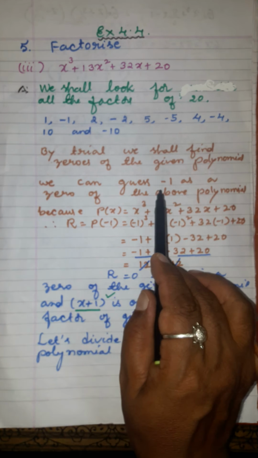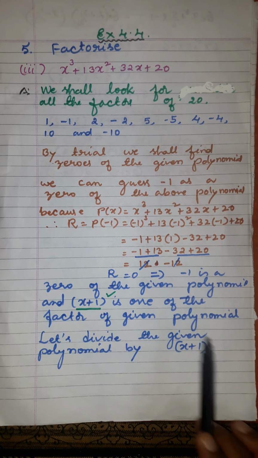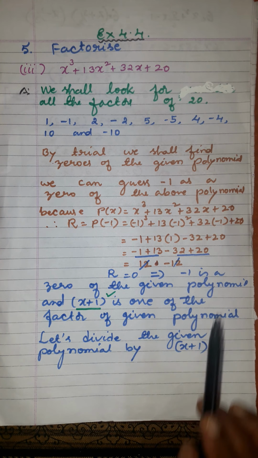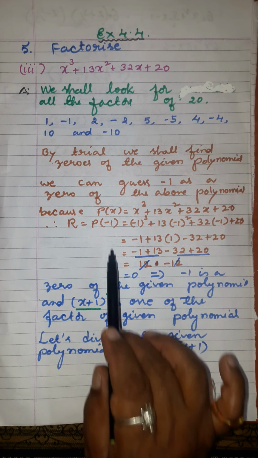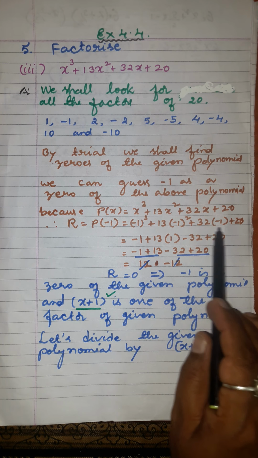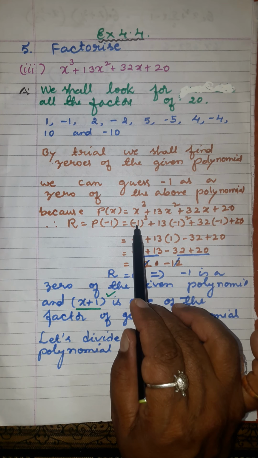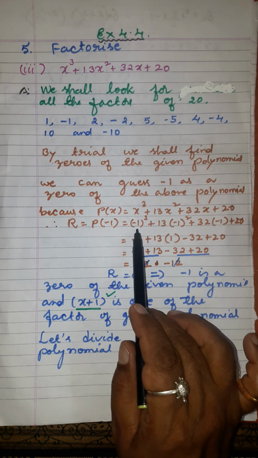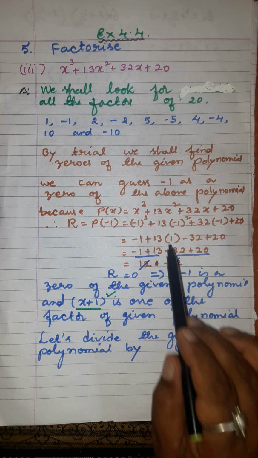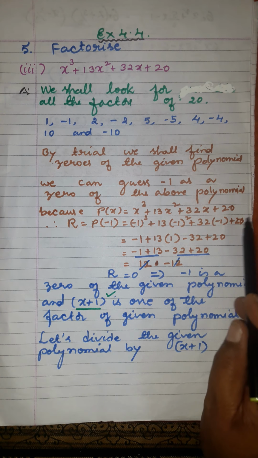We can guess minus 1 as a zero of this polynomial, because p of x is equal to x cube plus 13x square plus 32x plus 20. So, the remainder is equal to p of minus 1. So, minus 1 whole cube plus 13 into minus 1 whole square plus 32 into minus 1 plus 20. Minus 1 whole cube means minus 1. Why? Minus 1 into minus 1 is plus 1, and plus 1 into minus 1 is minus 1. Then, minus 1 whole square means plus 1. 13 into plus 1, so 13. 32 into minus 1, minus 32, plus 20.